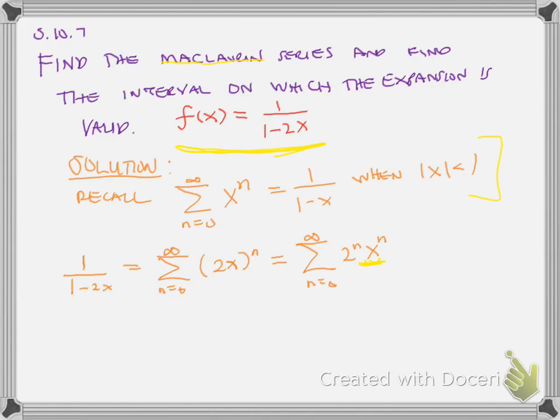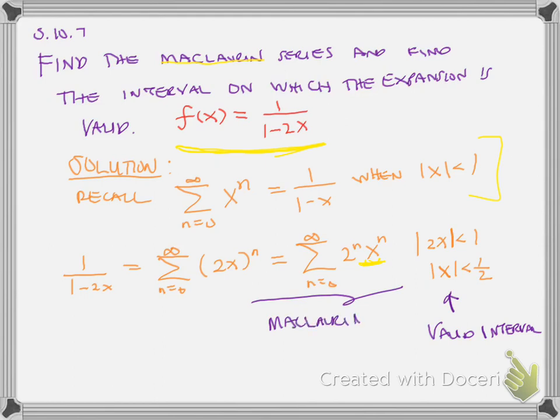And when is this valid? Well, when the absolute value of 2x is less than 1. And then that's when the absolute value of x is less than 1/2. Okay. And so it's valid. This is what we call our valid interval. So on that interval, this is the Maclaurin series, which of course we know Maclaurin is a type of Taylor series centered at 0. And we've answered the question.